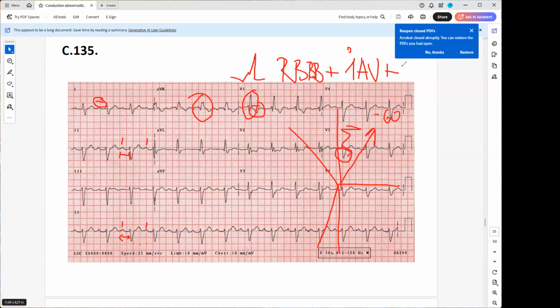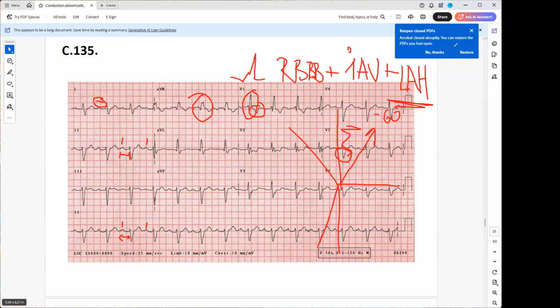And this is a trifascicular block, because we have an extreme left deviation, meaning left anterior hemiblock, a first degree AV block, and a right bundle branch block. This is what we have. For sure. Okay, good, very good.